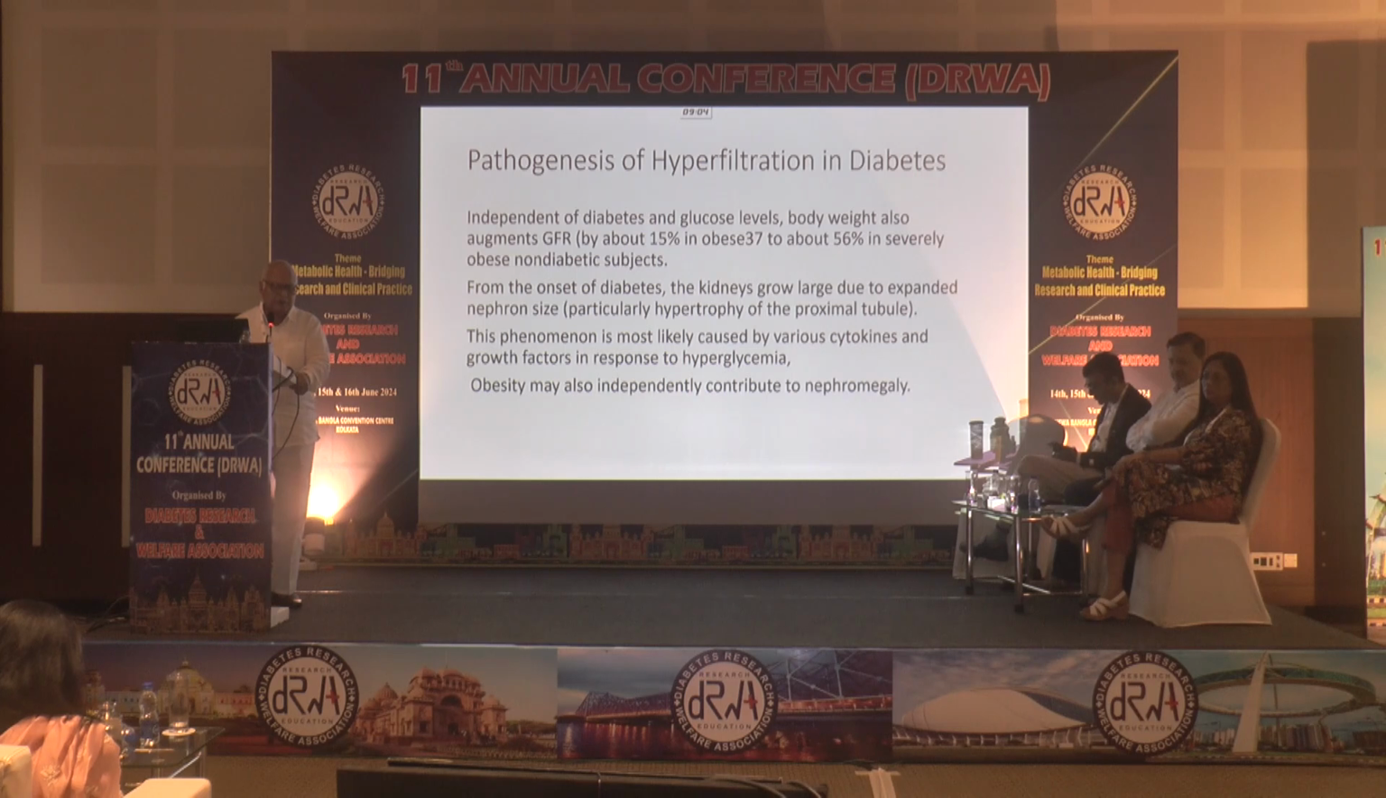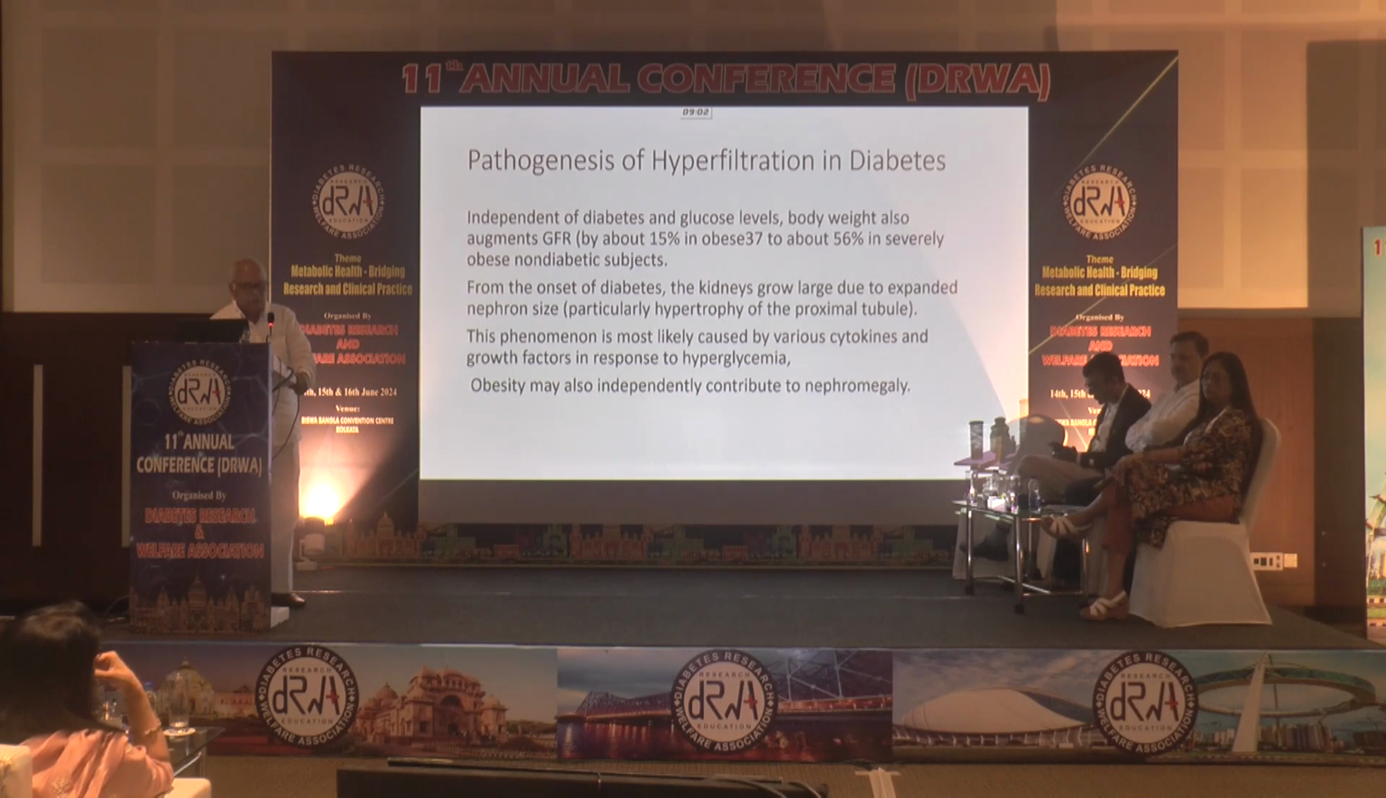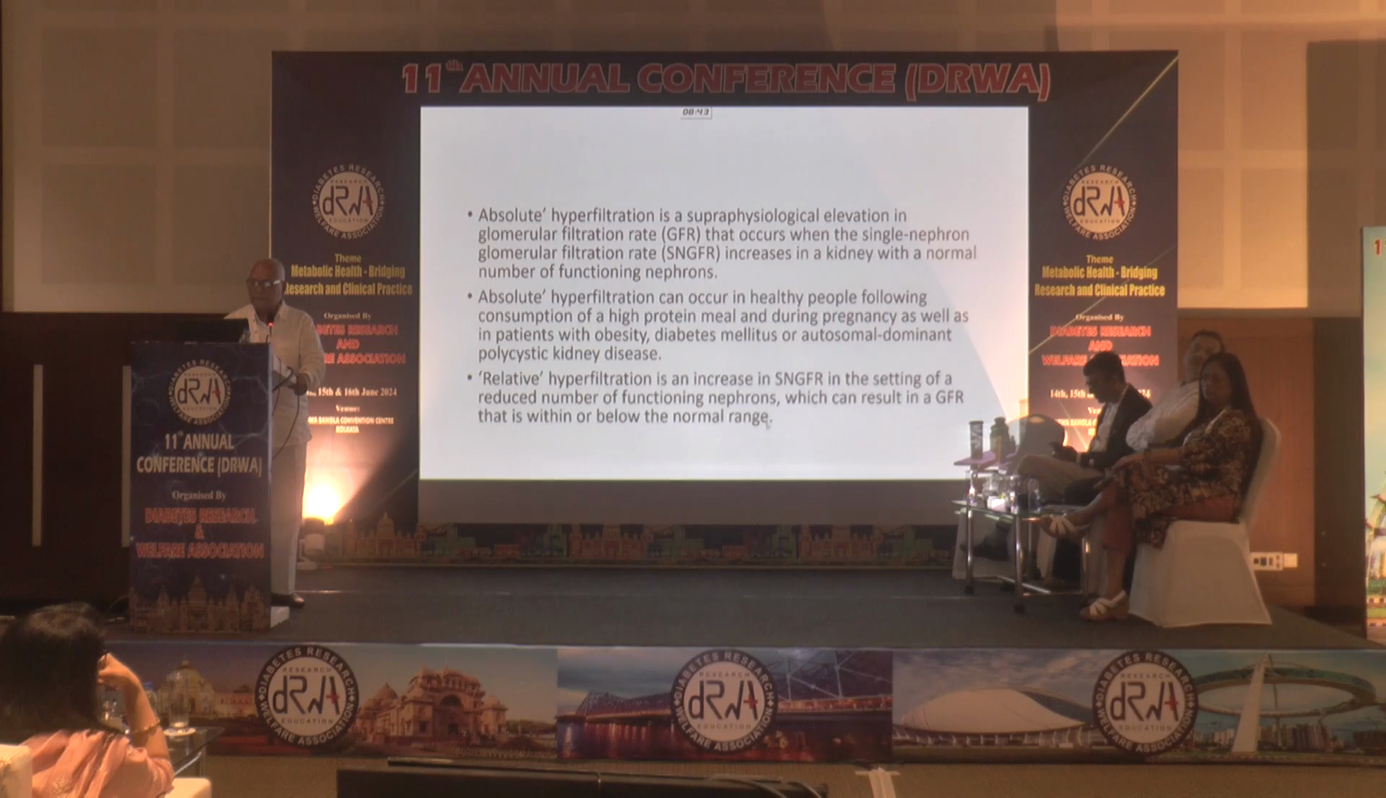This is the hyperfiltration theory, and why you use medicine: SGLT2 inhibitor, angiotensin-converting enzyme inhibitor, and calcium channel blocker, cilnidipine. They correct the intraglomerular hypertension. This depends on the weight, depends on the growth, depends on the various cytokines and obesity. There's a word called absolute hyperfiltration, which is based on the single nephron GFR.